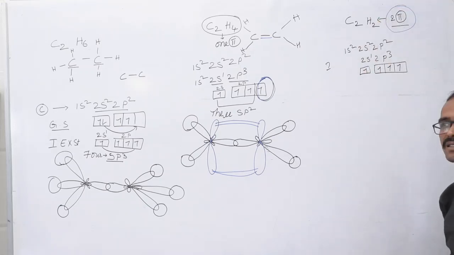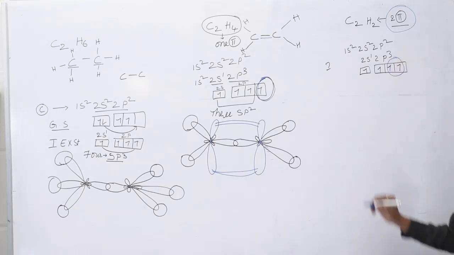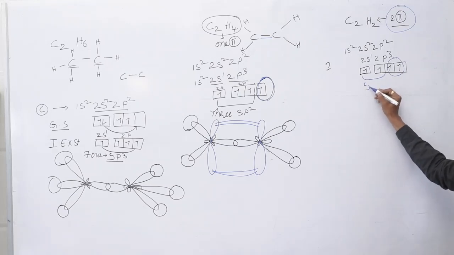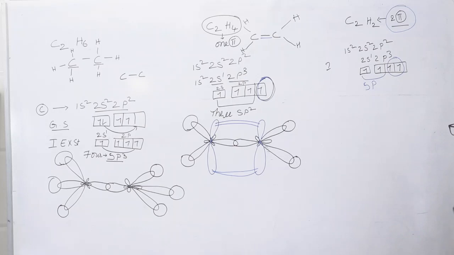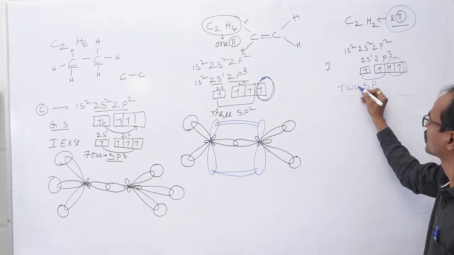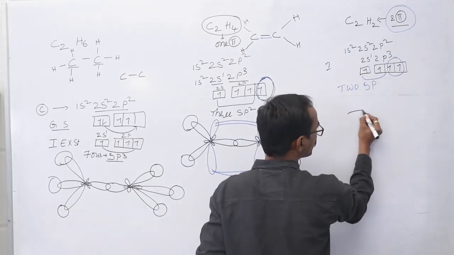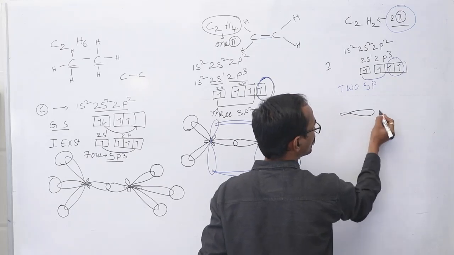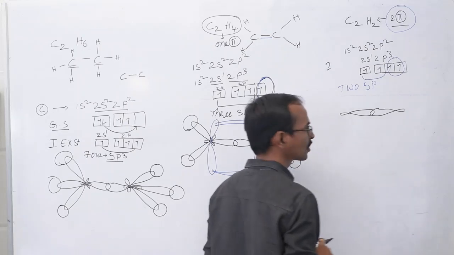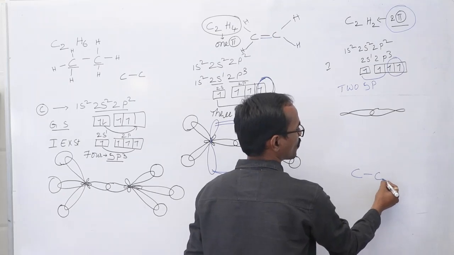So what happens? 2 p orbitals do not involve in the hybridization process. So one 2s orbital and one 2p orbital intermix with one another to form 2 sp hybrid orbitals. Then what happens? The sp hybrid orbital of one carbon atom overlaps with the sp hybrid orbital of another carbon atom to form a carbon-carbon sigma bond.